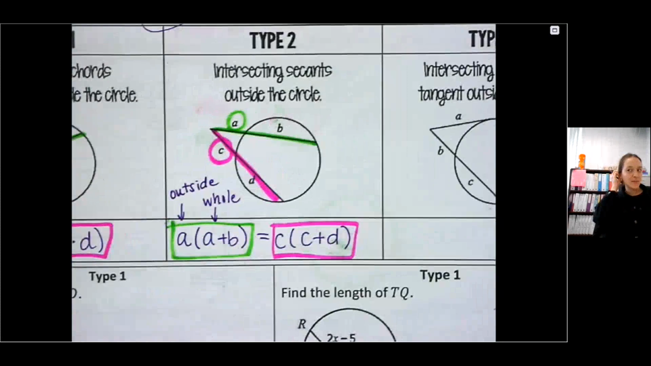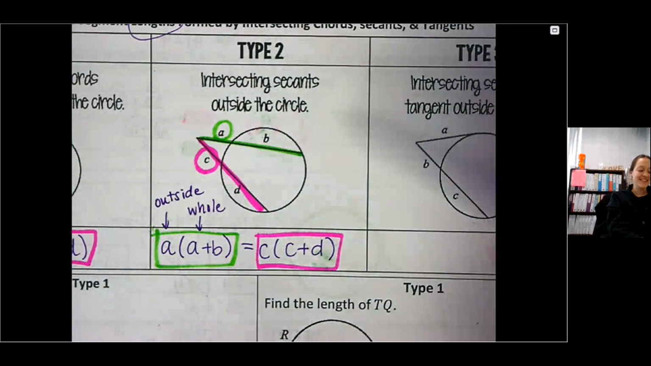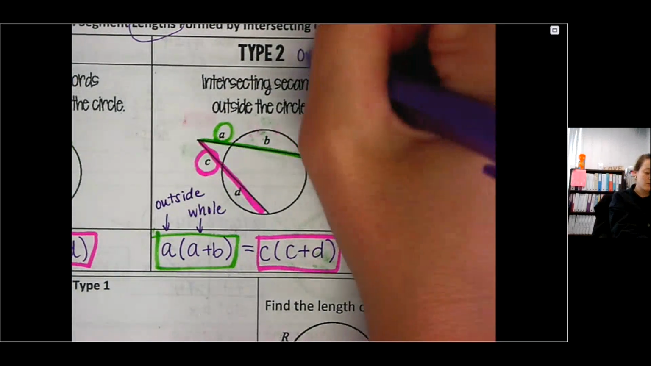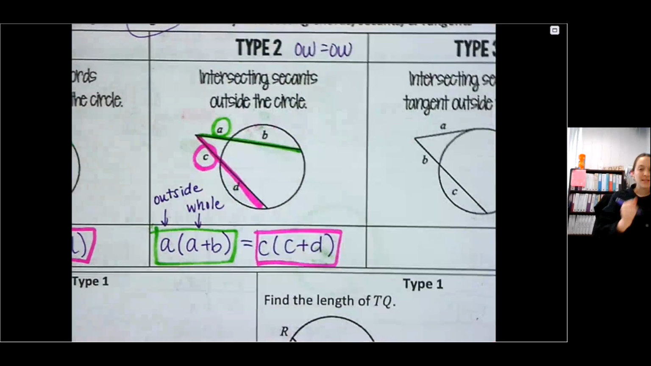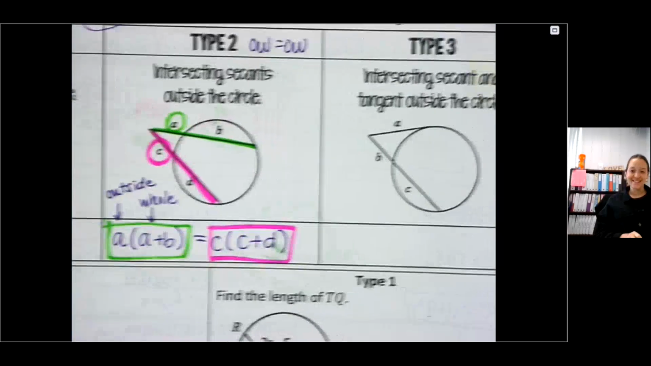So you're going to laugh, but I remember this is like when you're at a party, you get excited, you go, ow, ow. So the equation for this one is ow, ow. Outside times the whole, outside times the whole. Looks like a party hat. That's how you remember it.